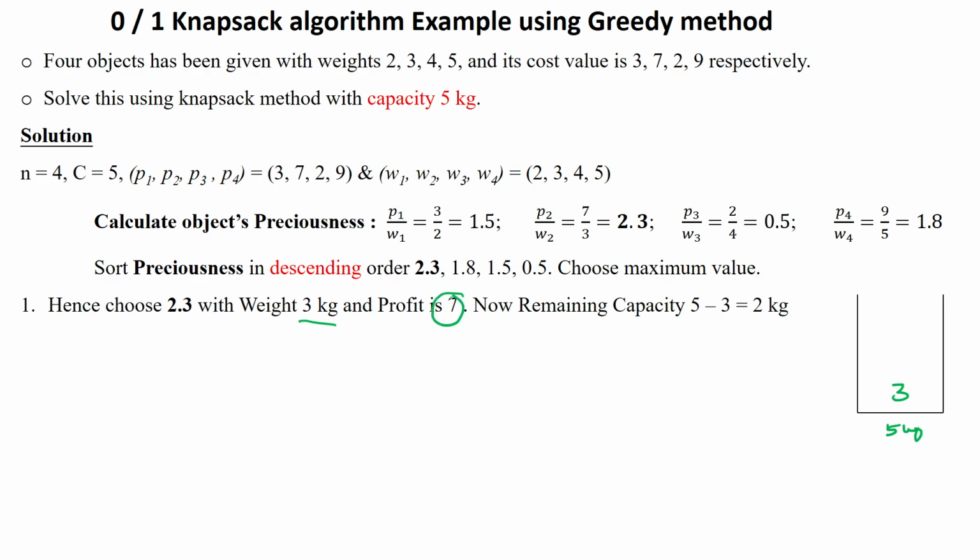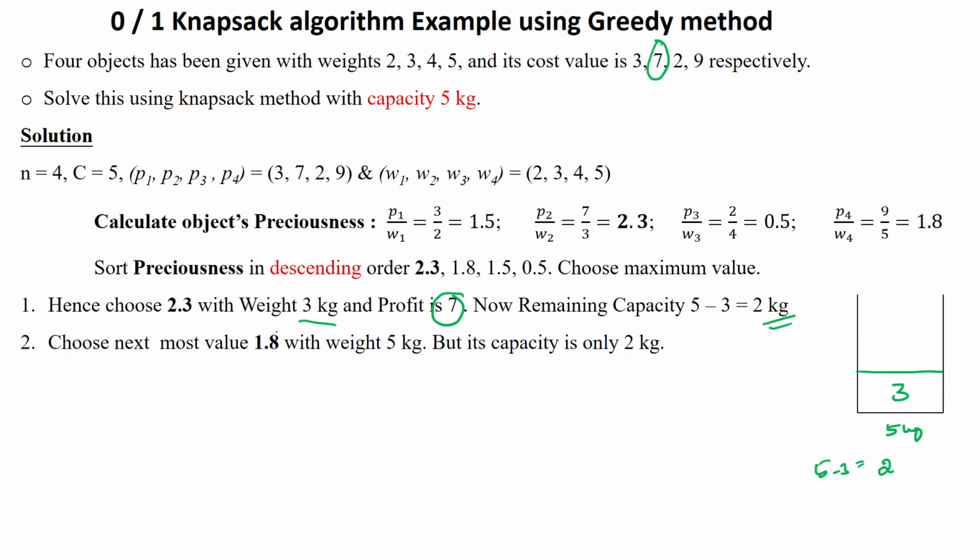The cost of item number 2 is 7. Now we have to subtract from the capacity of the knapsack. We added 3 kilograms, so the remaining capacity, the empty space in the bag, is only 2 kilograms: 5 minus 3 is 2. Now we have to select the second most precious value. Among the 4 items, the second most preciousness value is 1.8, which is the fourth item.